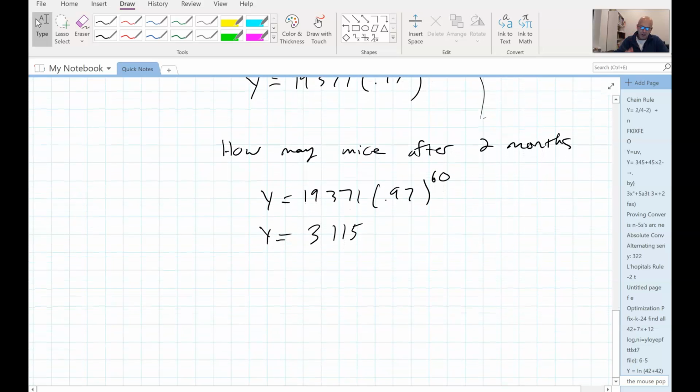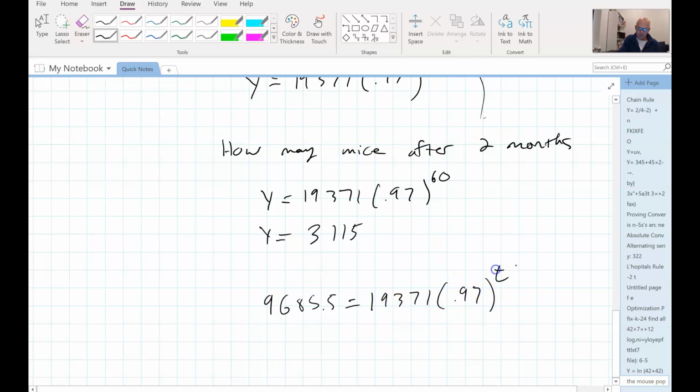So remember, to figure out half-life, what I'm going to do is take half of 19,371. So I would do 19,371 divided by 2. So I want to know, when does it get to 9,685.5? Which of course you can't get 0.5 mice, but we're just doing this to figure out what the half-life is. So then we're going to leave a t up there, because when we're asking what is a half-life, we're trying to figure out how many years does it take for something to lose half its stuff.